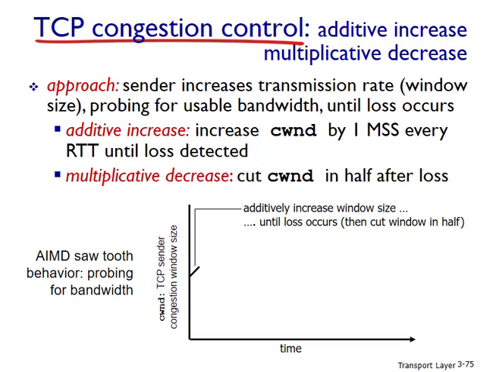But this approach raises three questions. First, how does a TCP sender limit the rate at which it sends traffic into the connection? Second, how does a TCP sender perceive that there is congestion on the path between itself and the destination? And third, what algorithm should the sender use to change its send rate as a function of perceived end-to-end congestion? Let's first examine how a TCP sender limits the rate at which it sends traffic into the connection.